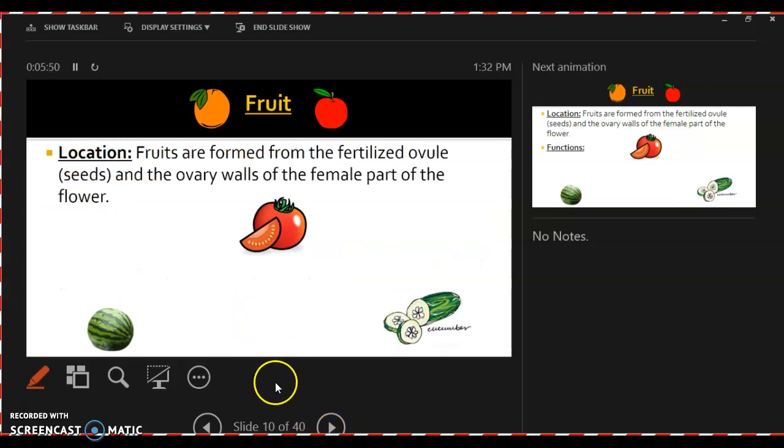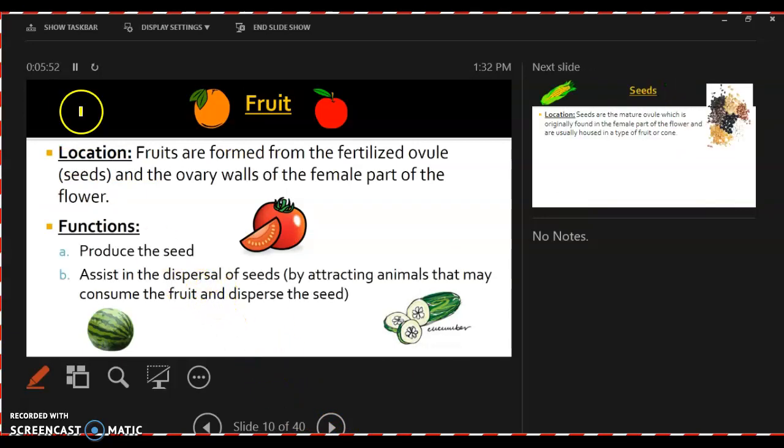And then the fruit. Let's see. So the fruit's location, the fruits are formed, and they are going to be from the seeds. Okay, that's the easiest way for you guys to understand the fruit. So the function of the fruit is going to be to produce the seeds.